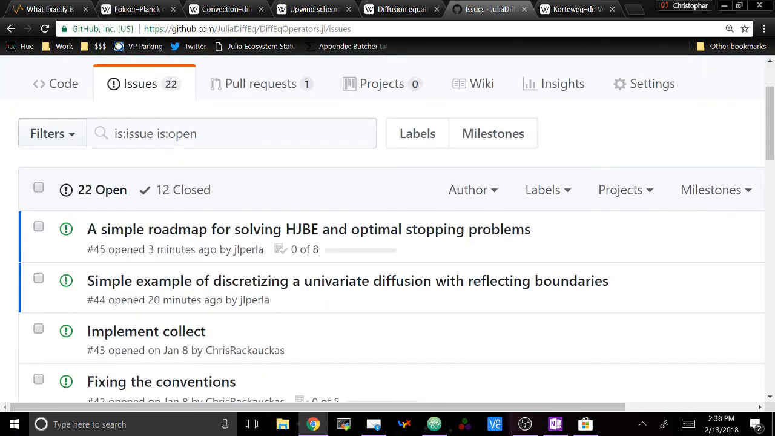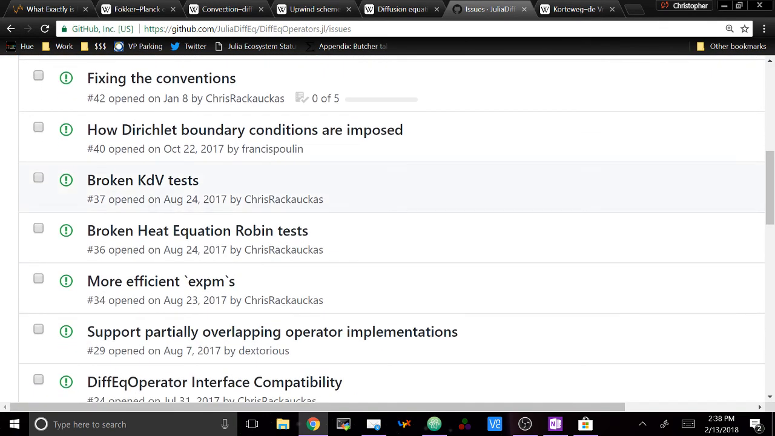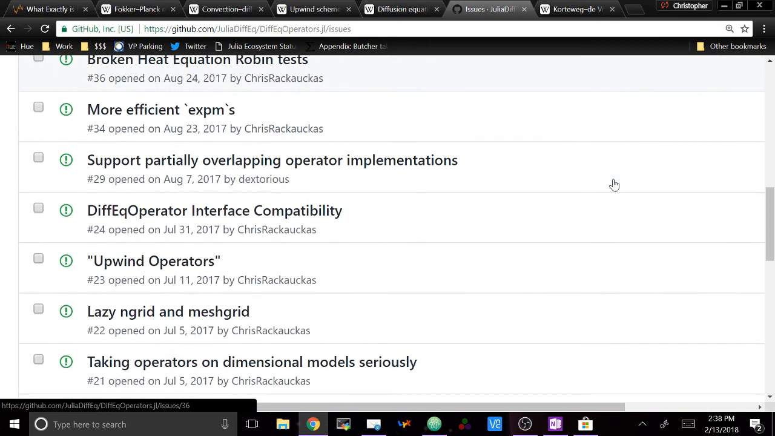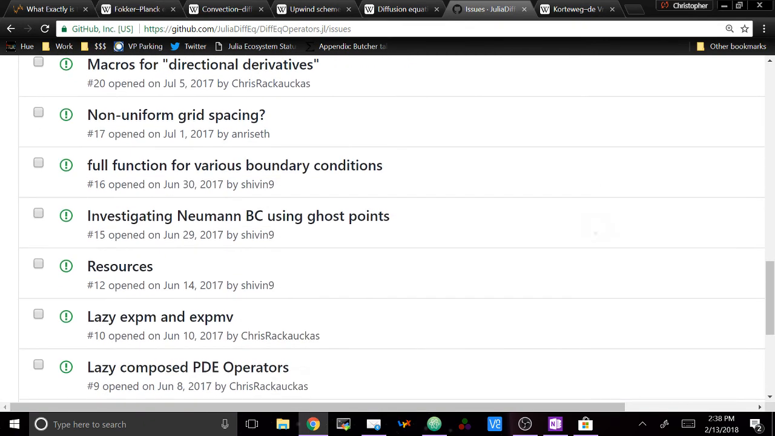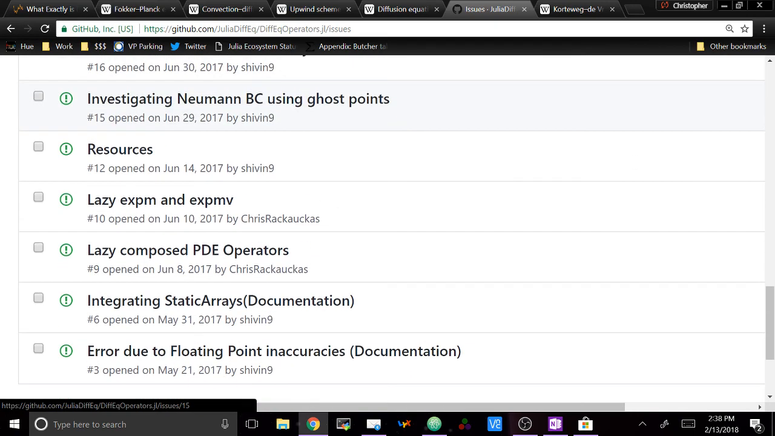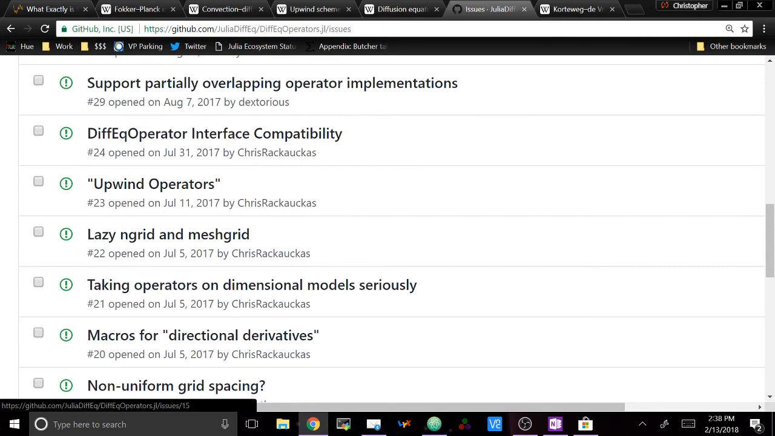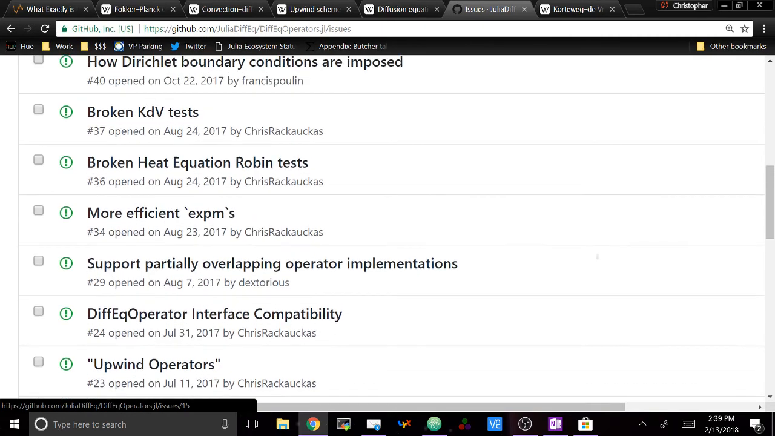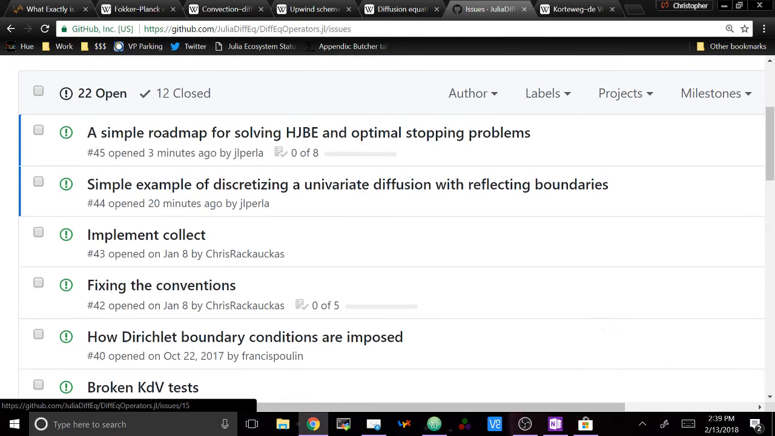And let's go back up here. You can see that the tests that are broken are like KdV and Robin boundary conditions. Most of these things are related to the boundary conditions. And we might want to also have more boundary conditions like ghost points. So there's a few other things to mention.